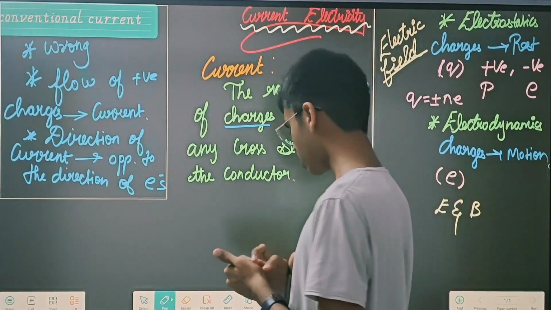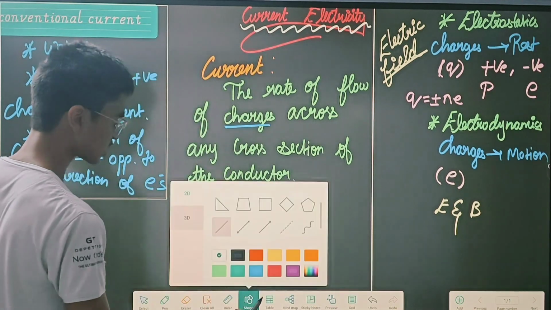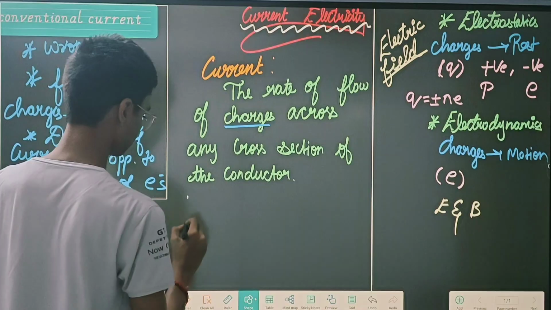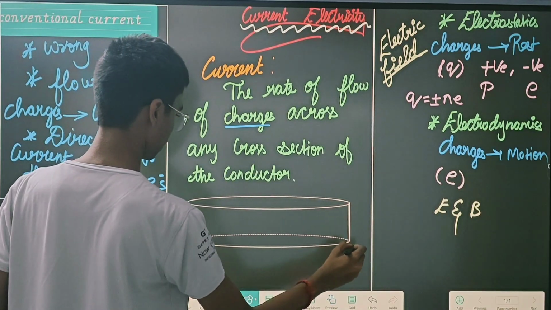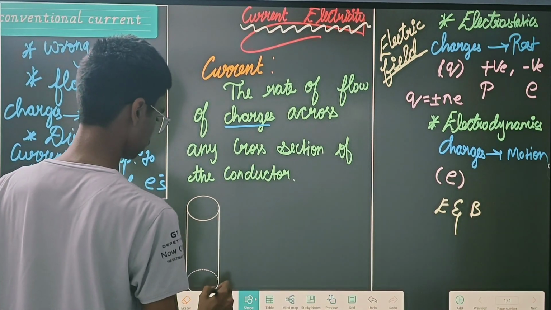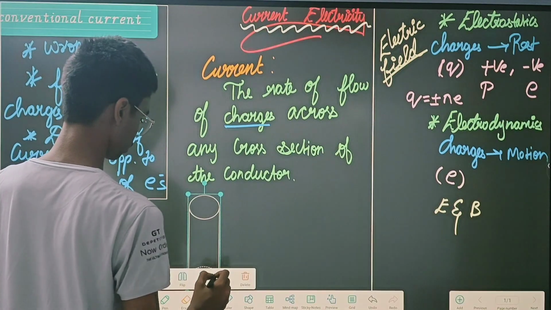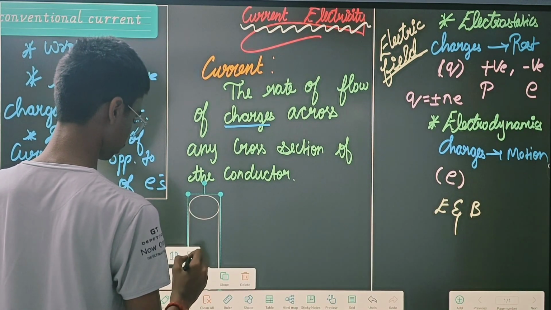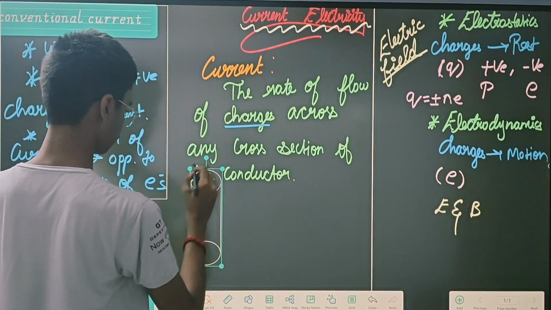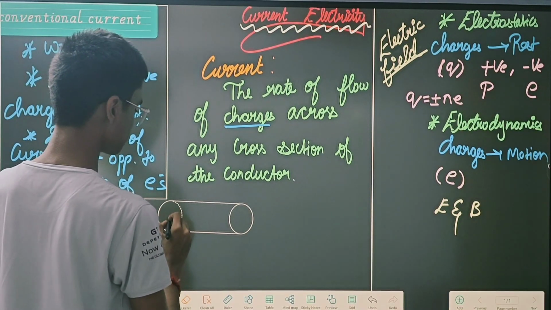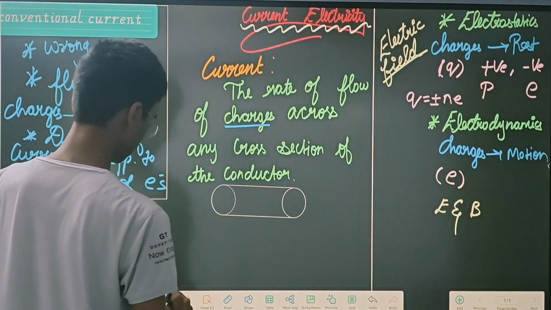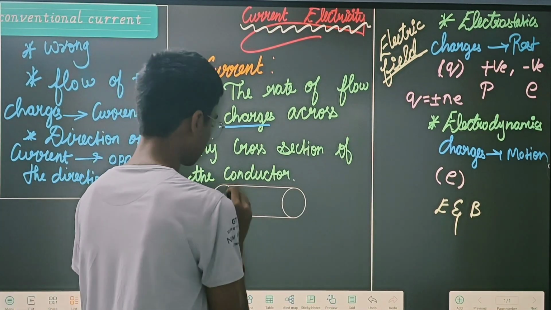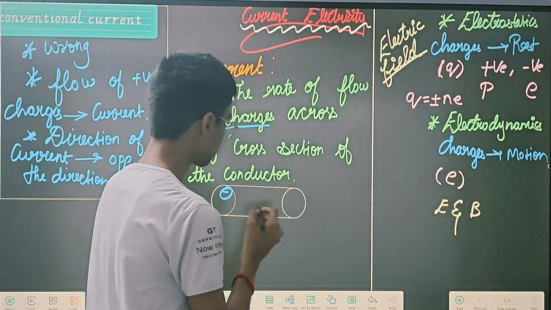So first of all, we are going to discuss a few topics. Okay, so this is a rod. And with this rod, there are charges in it. Let me just represent that it has only negative charge.